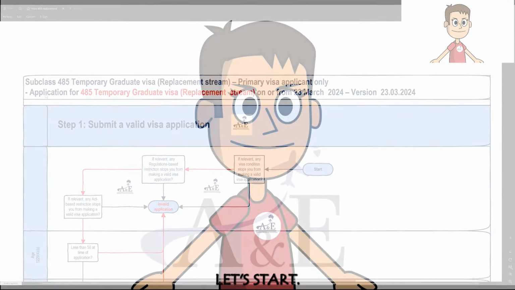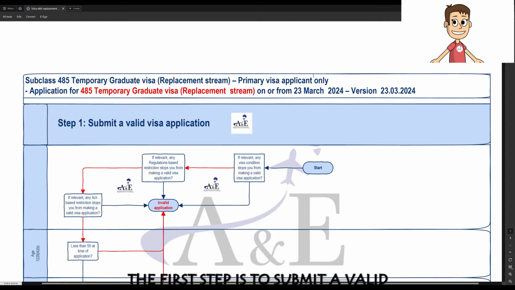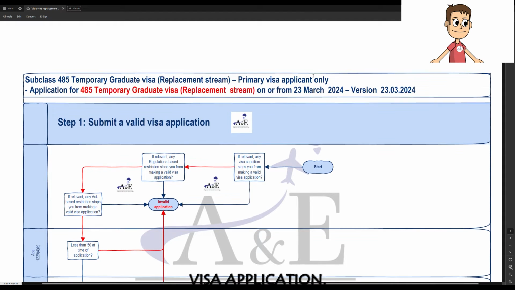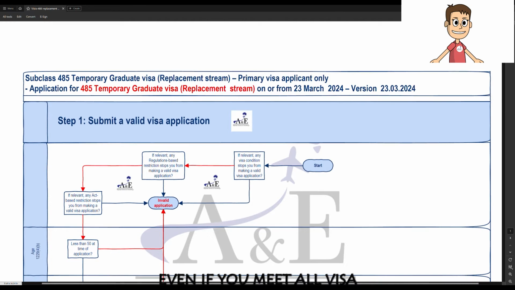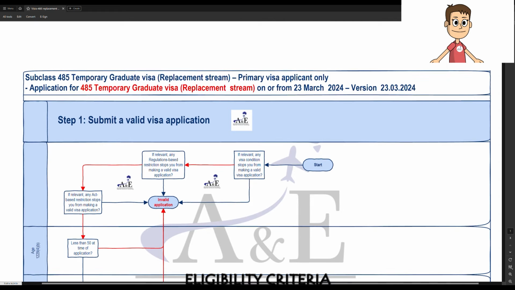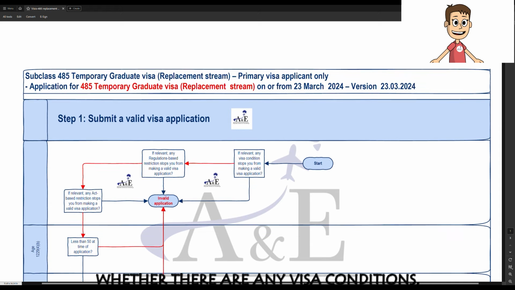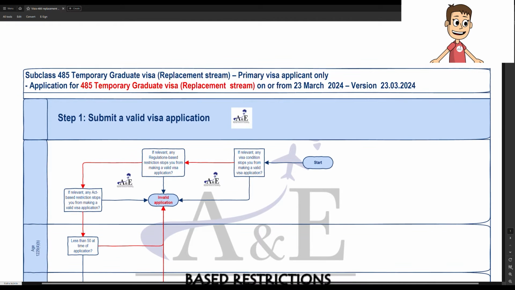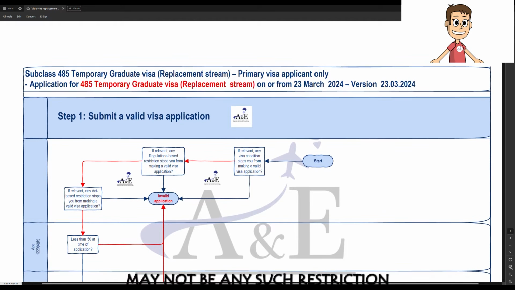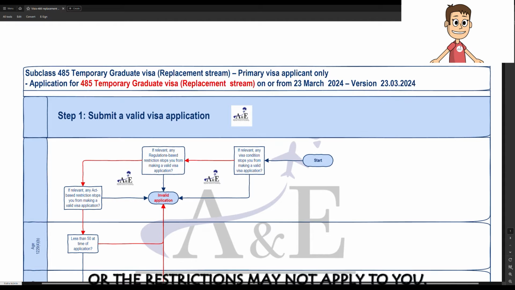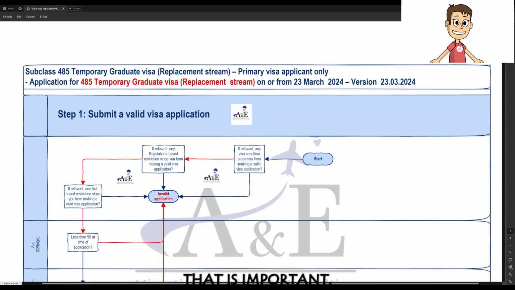Let's start. There are 2 steps to apply for this visa. The first step is to submit a valid visa application. If your application is not valid, your application will not be successful even if you meet all visa eligibility criteria. For any visa applications, always check whether there are any visa conditions, act-based or regulation-based restrictions that will stop you from applying for the visa. There may not be any such restriction, or the restrictions may not apply to you. It is the awareness of such restrictions that is important.